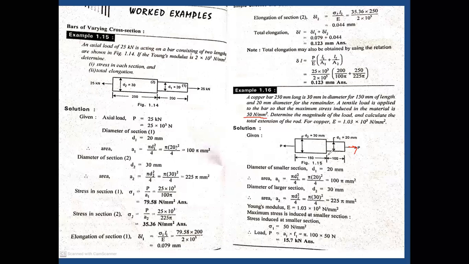Total extension of the rod for the copper. Throughout, the material is made of copper. Copper has a Young's modulus of 1.03 into 10 to the power of 5 Newton per mm square. This is the Young's modulus for copper. In case of steel, it will be 2.1 into 10 to the power of 5.